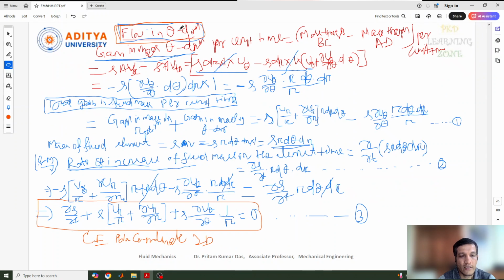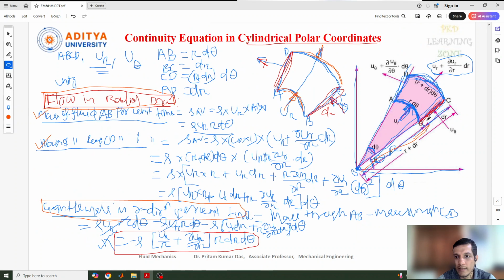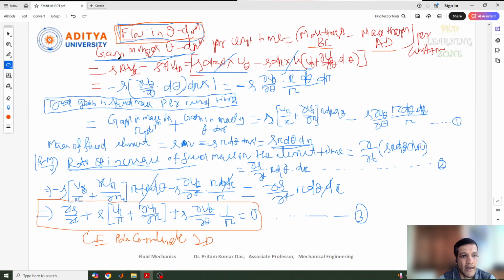Similarly, go for the tangential condition, theta. So in theta also I have directly written the mass of fluid through the BC and the mass of fluid through the AD. Similarly, if you see, this is the BC and this is AD. So what is the mass of fluid which is entering here and what is the mass of fluid which is exiting at the other side. And similarly, the formula which we finally get is the gain in mass in the theta direction. Directly I have written this one.